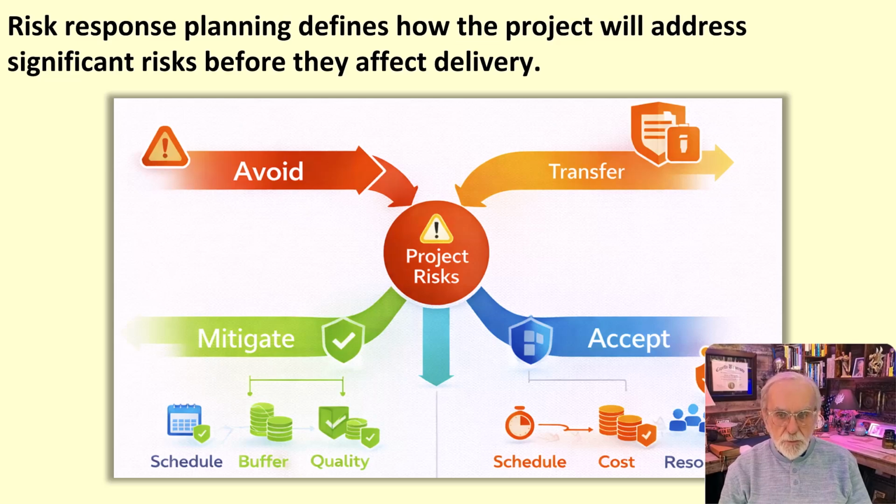Contingency planning is also important. For risks that are significant and reasonably likely, the team may define specific fallback actions, reserves, or trigger points. This improves readiness and makes execution more controlled if the event occurs.